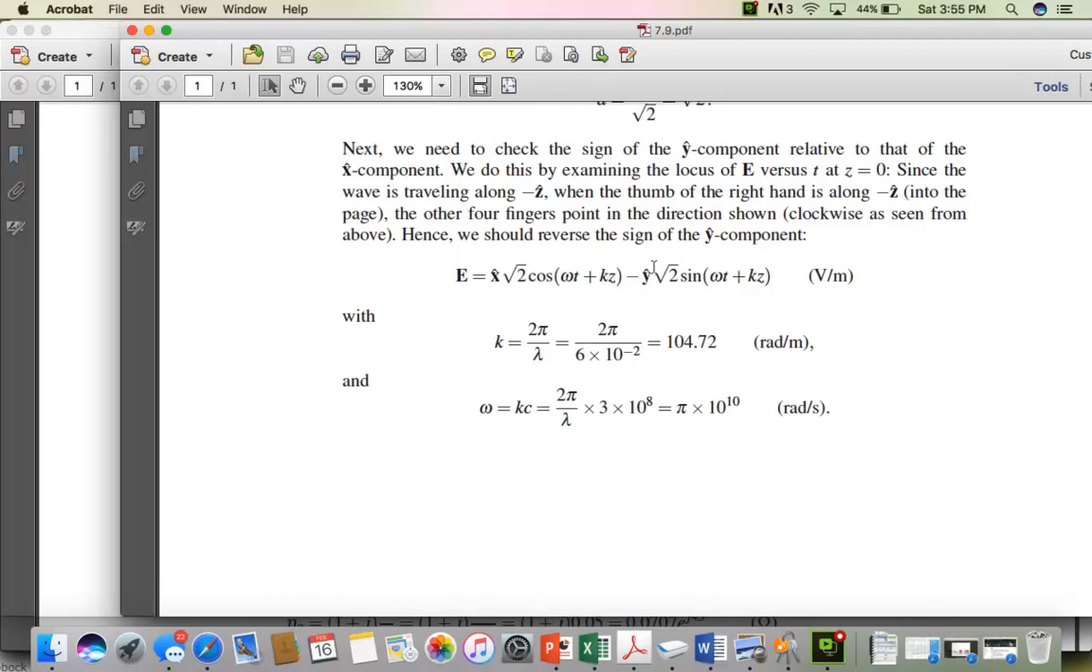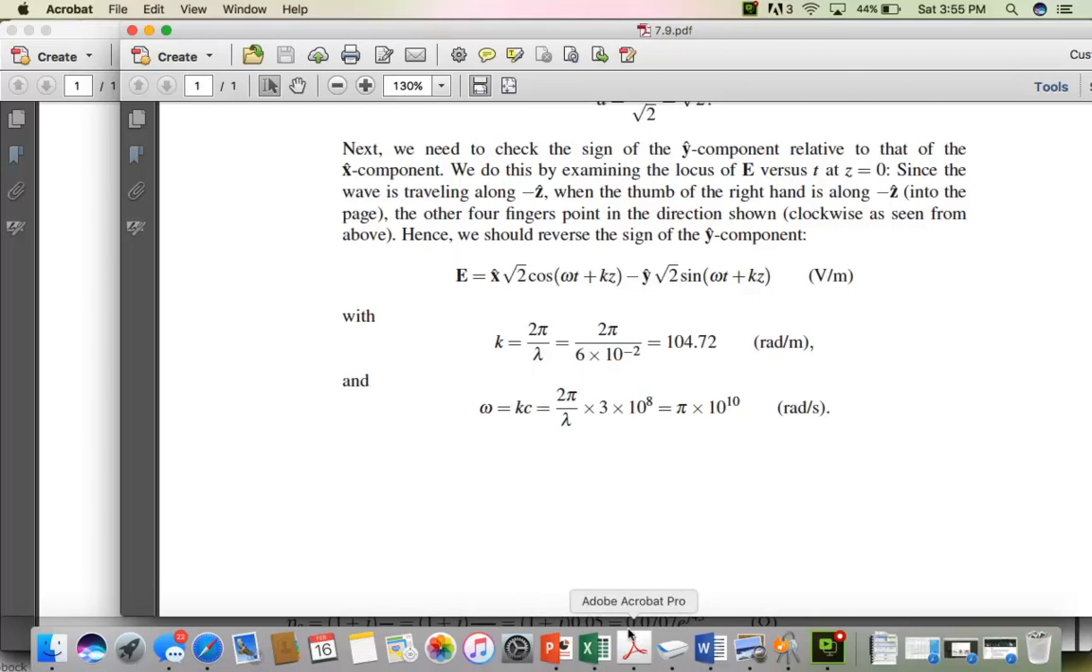But if you're one of those people who has trouble implementing the right hand rule, you can just remember that it goes positive x, positive y, positive z. So if you have negative z, then it would be positive x, and it would have to be a negative y. The rest of this I think is pretty straightforward.